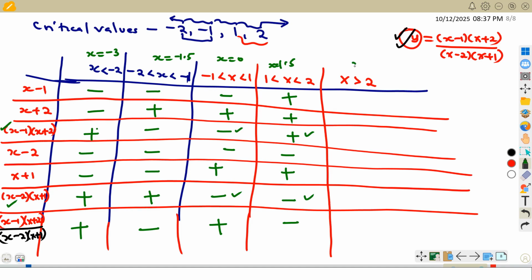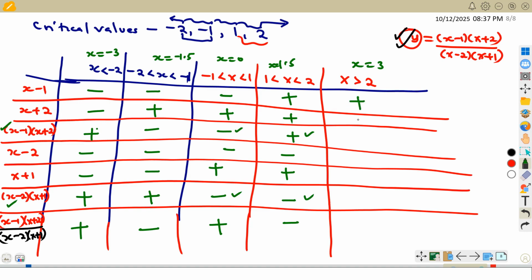Then lastly, place a number like x equaling 3. Place any number so long as it is greater than 2. Whatever you get, these are not the must values that you have to use. You can choose any other values for x so long as they are within that given range. So here you can take x as 3. So this will give us a positive.